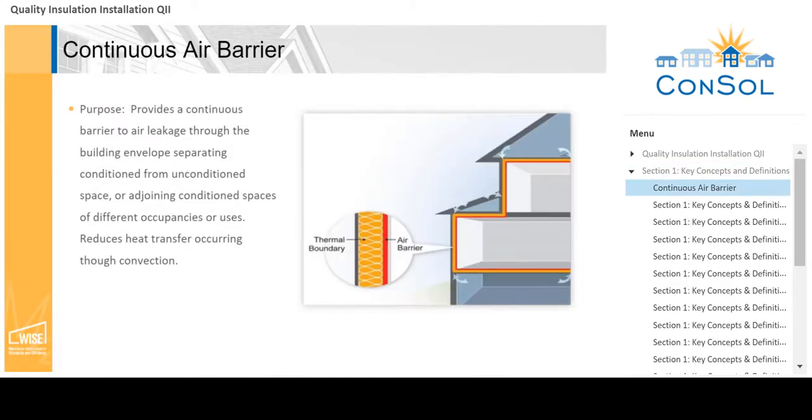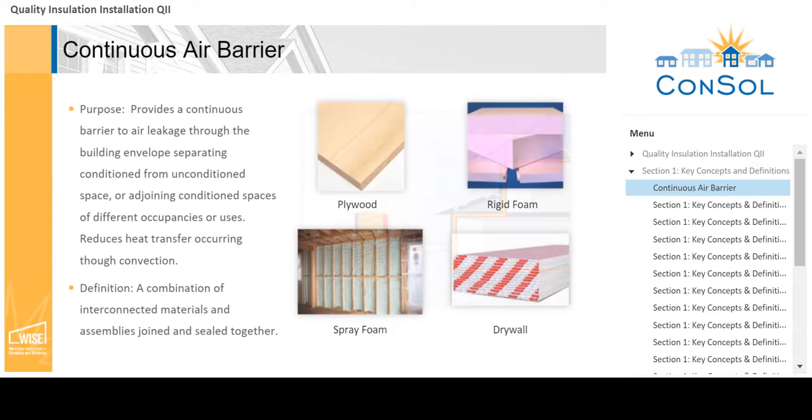A continuous air barrier is necessary to stop air leakage through the building envelope that separates conditioned from unconditioned space. This air barrier consists of a combination of interconnected materials and assemblies that are joined and sealed together. The air barrier can be constructed out of many different materials, some of which include plywood, rigid foam, spray foam, and drywall. The air barrier should be aligned with the thermal barrier.